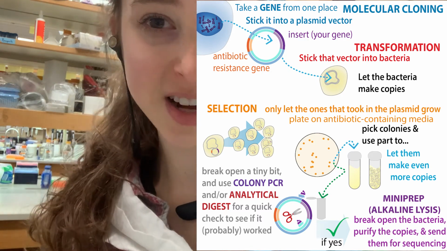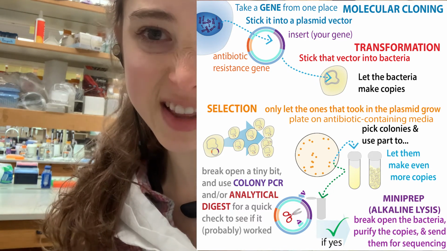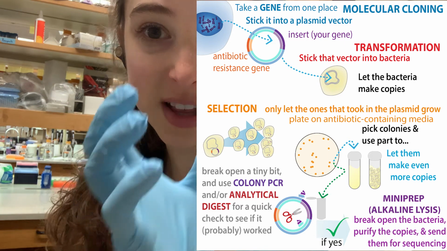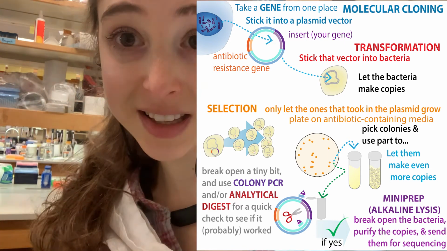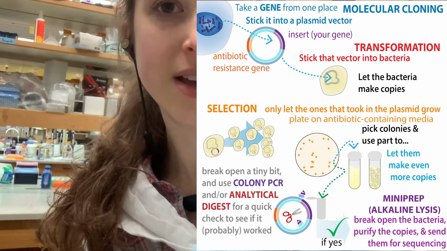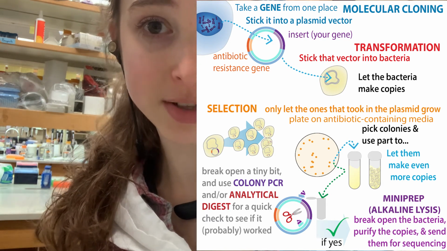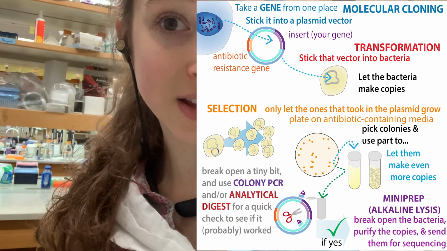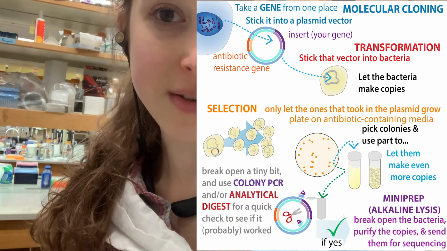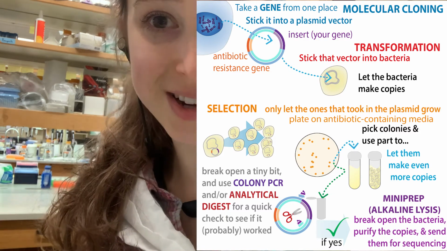We can use antibiotic selection to test if the plasmid got in there. If the vector got into the cells, then it has the antibiotic resistance gene, and if we grow it in the complementary antibiotic, then it will survive. But we don't know if the gene that we put into that plasmid actually got in there.